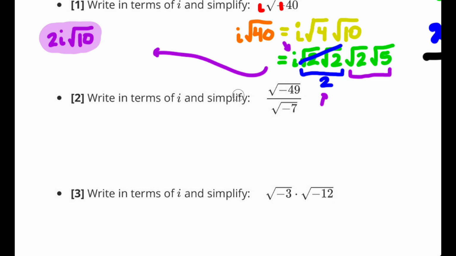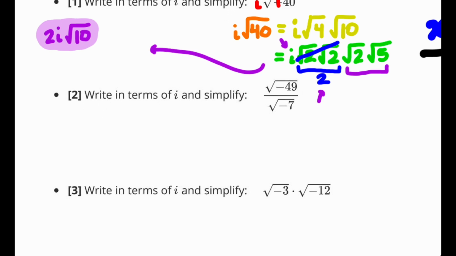Okay, the next one right here, we have the square root of negative 49 over the square root of negative 7. First thing I'm going to do on this is pull out the i, just like we did before. So we're going to have i root 49 divided by i root 7. Awesome. All right, now i over i cancels, so we're just going to cancel that like that. And the square root of 49 is 7 divided by root 7.